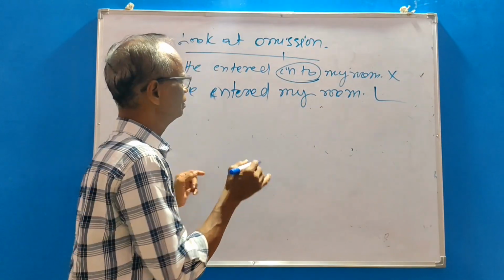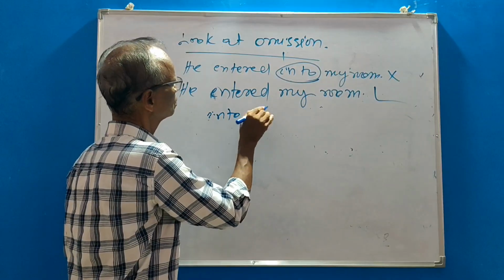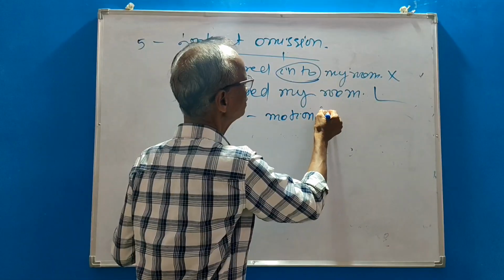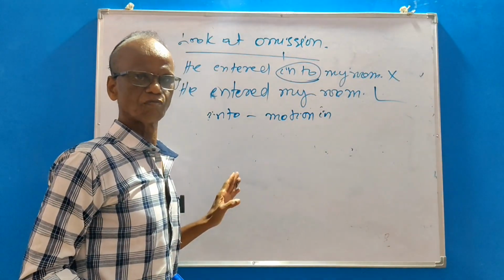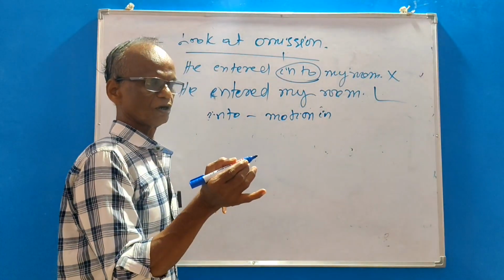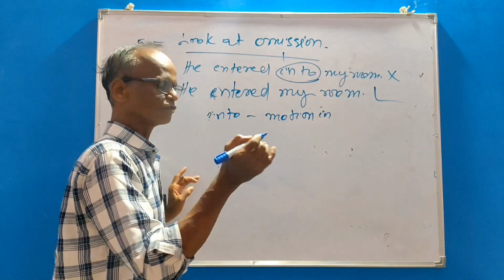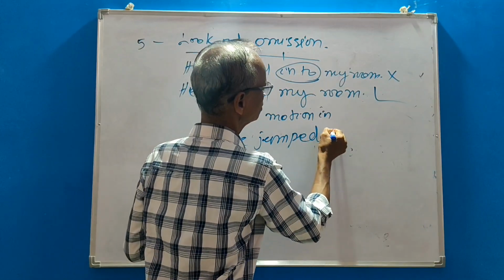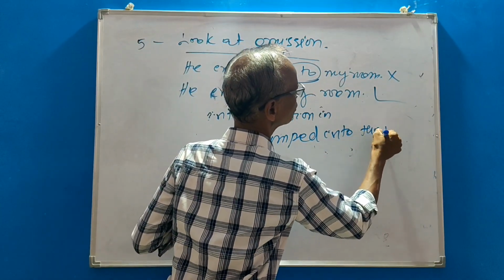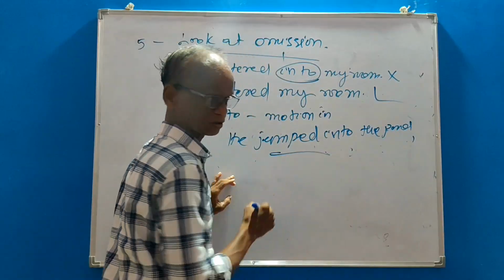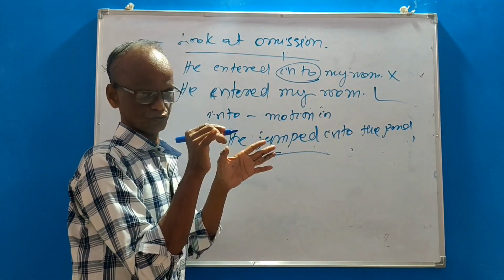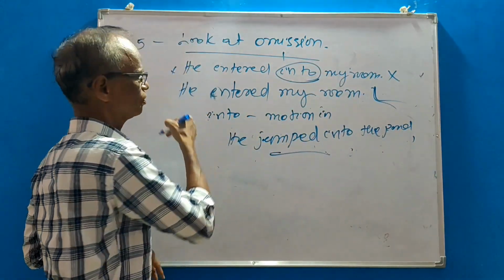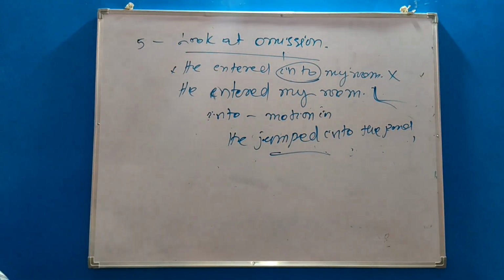How? "Into" refers to motion in a word. Follow my pattern. Suppose he jumped into the pond. He jumped into the pond. So there is motion, and "into" refers to motion. So it is correct; otherwise it is wrong.